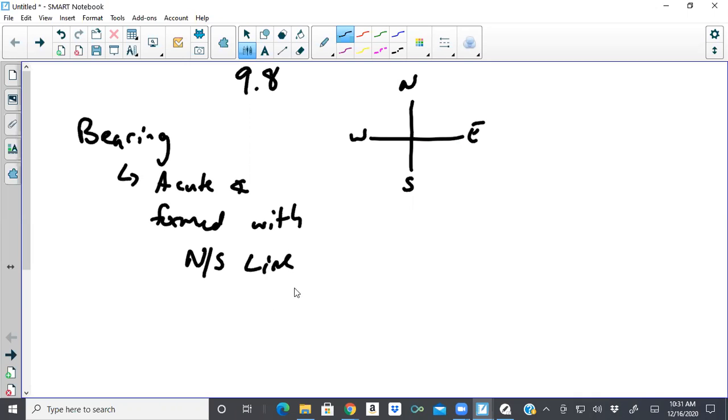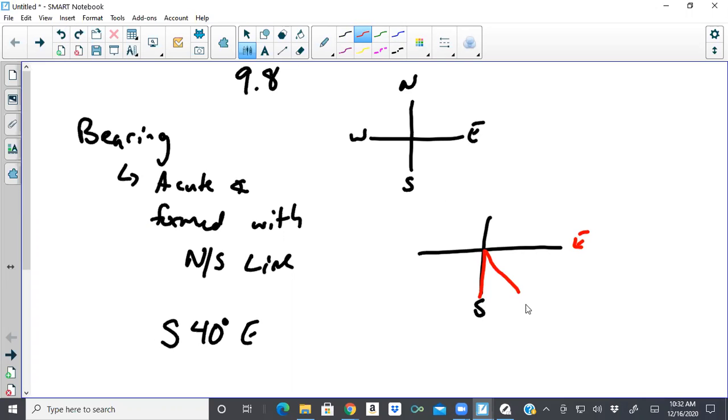So like if I give you something that says south 40 degrees east, then basically it's telling you that it wants you to go south first and then 40 degrees towards the east. So as I look at my compass, south is down here. So my angle would be south, and then east is this way. So it's telling you to make that angle 40 degrees this way, and this would be a 40-degree angle. That's what it's telling you to do.